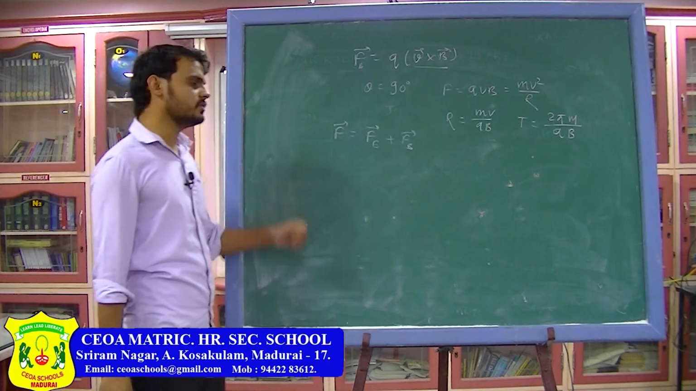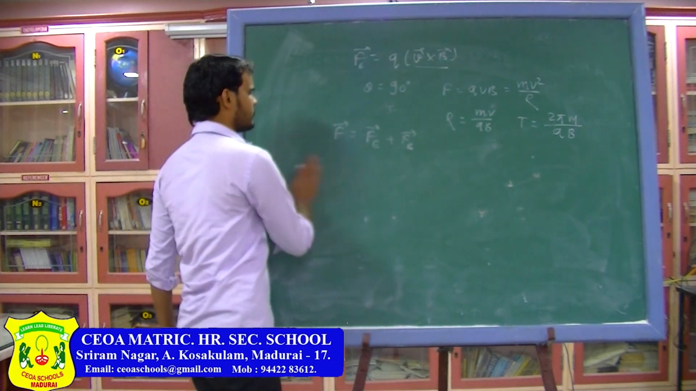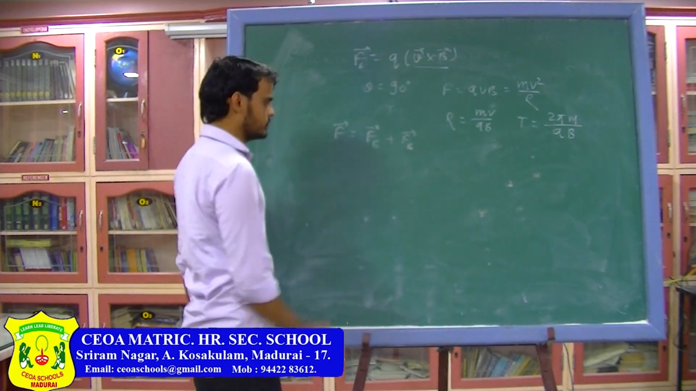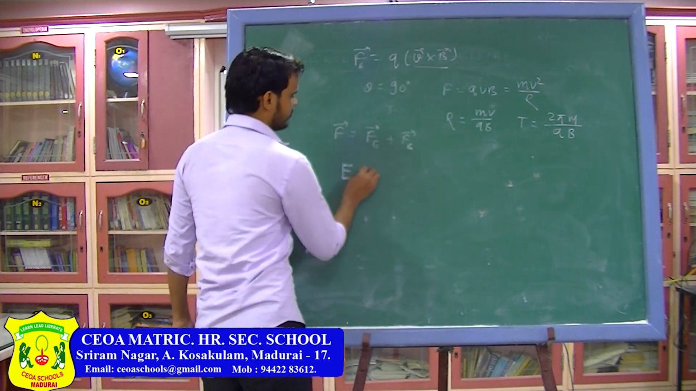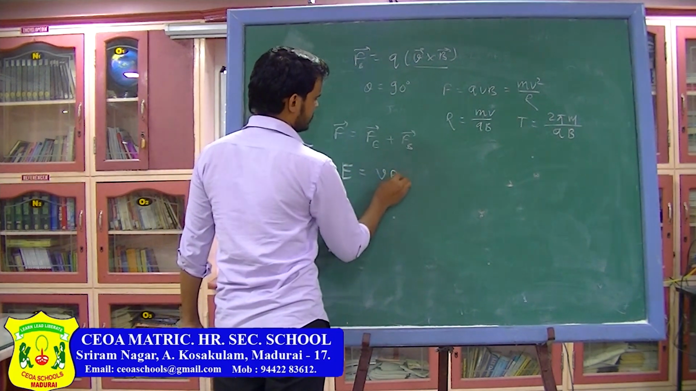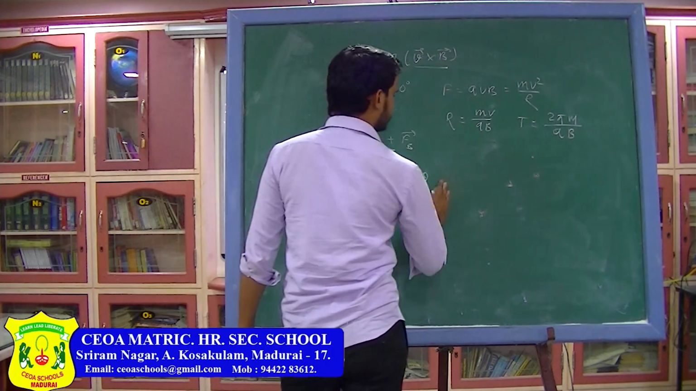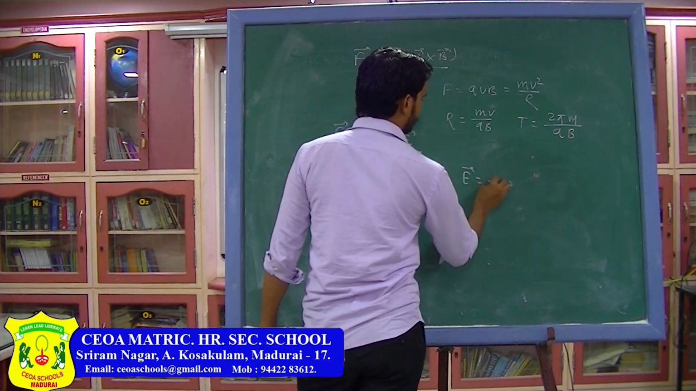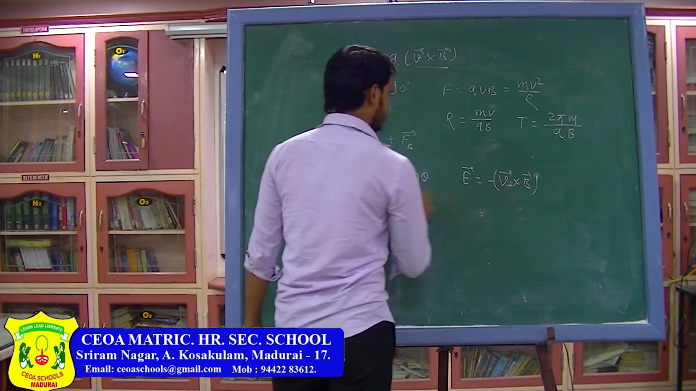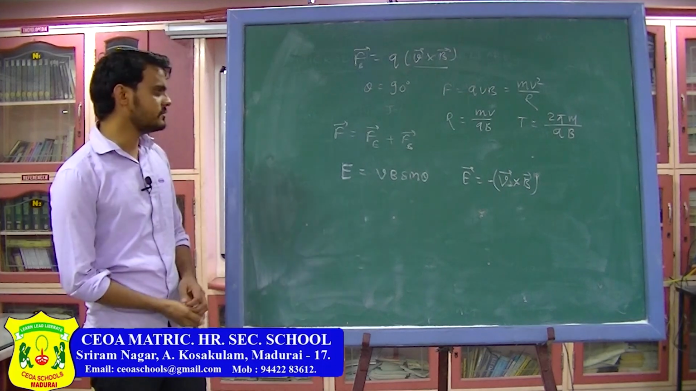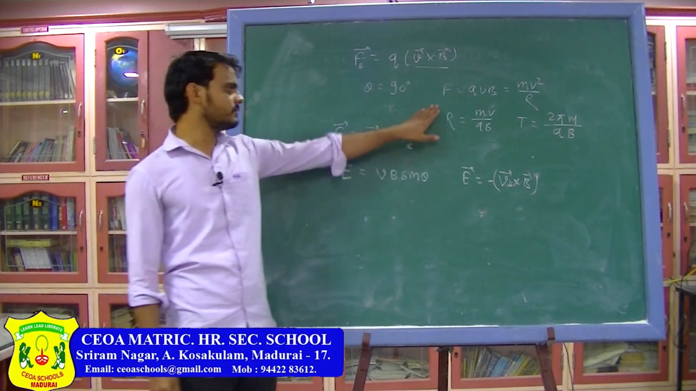From here, in this one also we have seen a special case. That special case was when the Lorentz force is 0. So Lorentz force will be 0 when the magnitude of electric field is equal to VB sin theta, and the direction of electric field is opposite to the V cross B. So if these two conditions are satisfied, then the Lorentz force will be 0. So we are going to see the application of these now.